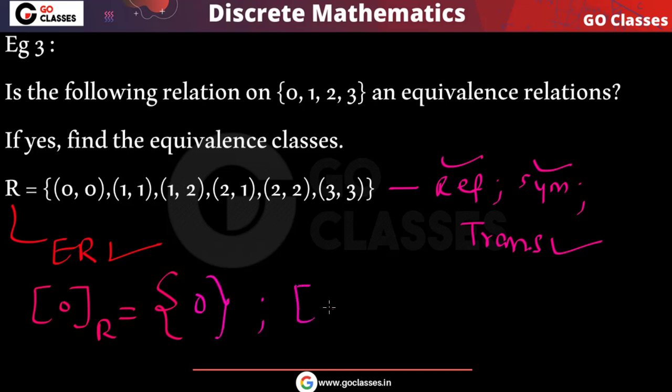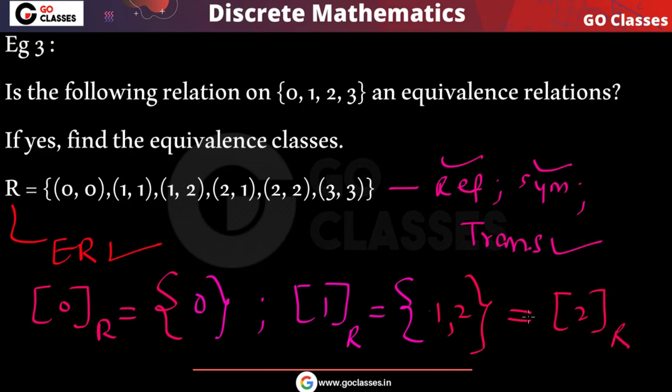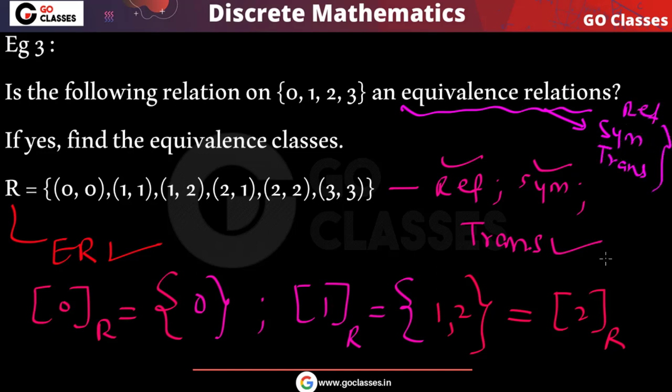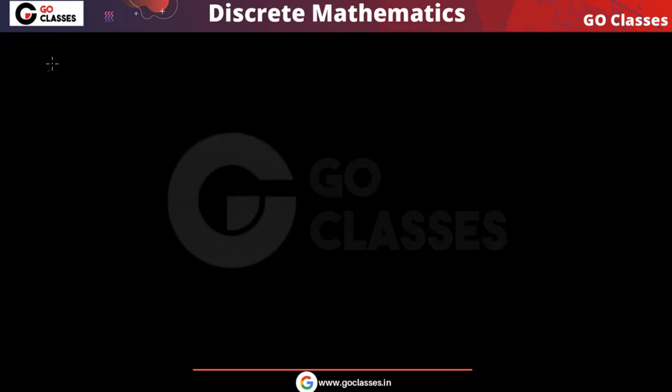What is the equivalence class of 1 with respect to this relation? Equivalence class of 1 means those elements to which 1 is related. 1 is related to 1, also 1 is related to 2. You can notice this is also the equivalence class of 2. This is the equivalence class of 1, this is also the equivalence class of 2, because an equivalence relation is transitive, symmetric, and reflexive. Because of these three properties, I can say that this is the equivalence class of 1, and this is also the equivalence class of 2.